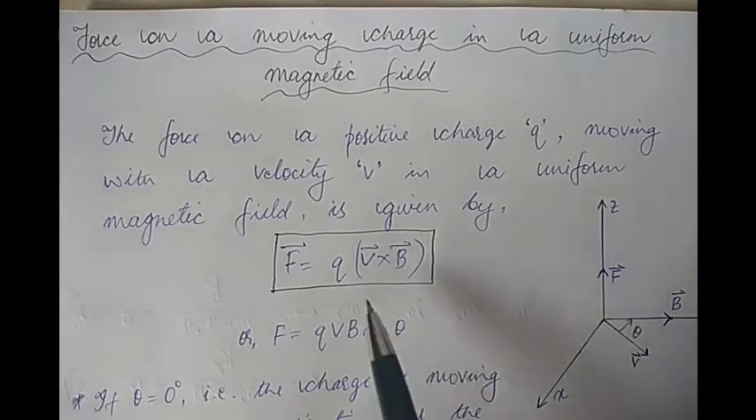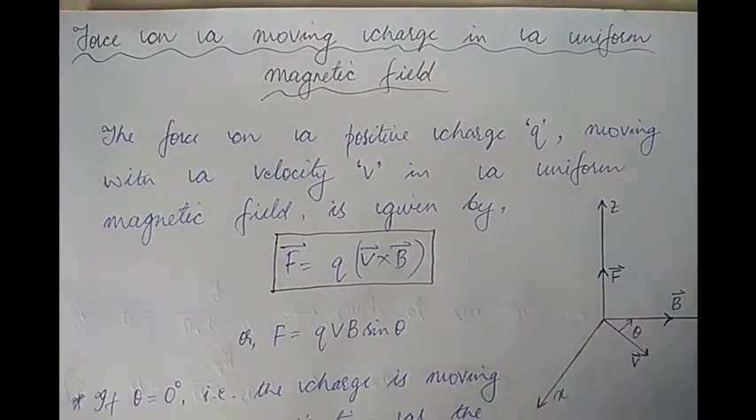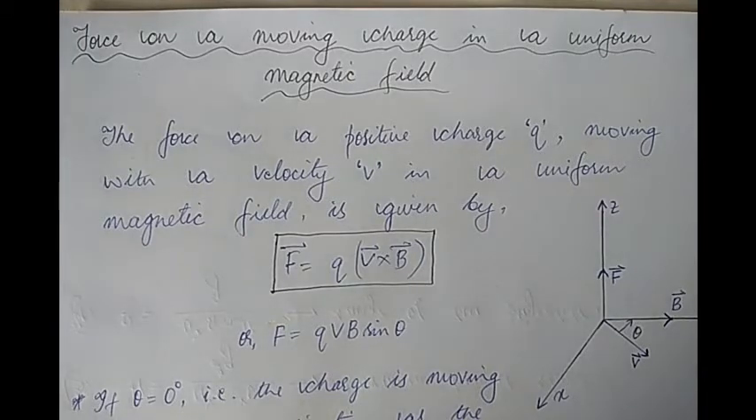Now you can see from this expression itself that if V is equal to 0, that is, if the charged particle is stationary in the magnetic field, then the force it experiences becomes equal to 0. That is, do remember, a stationary charged particle placed in a magnetic field experiences no force, unlike in the case of an electric field. In case of an electric field, if we have a charged particle, be it moving or stationary, it experiences a force.